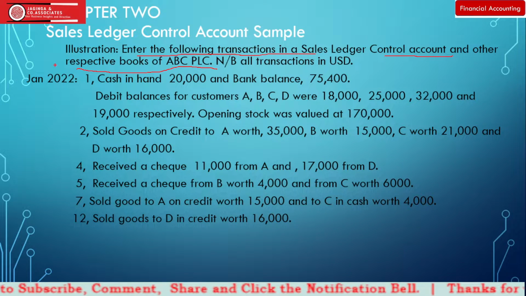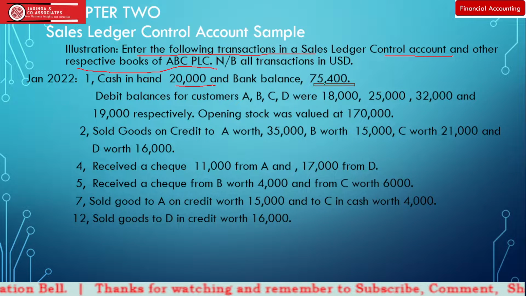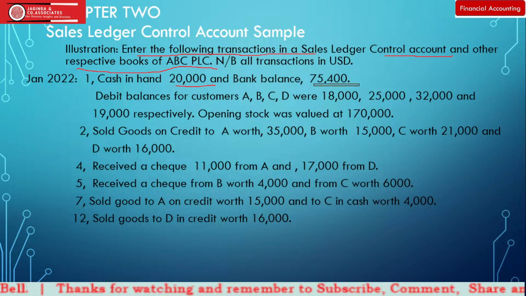On 1st January 2022, we're being told that ABC PLC had cash in hand of 20,000, and then the bank balance was $75,400. So these are opening entries of the bank balances.